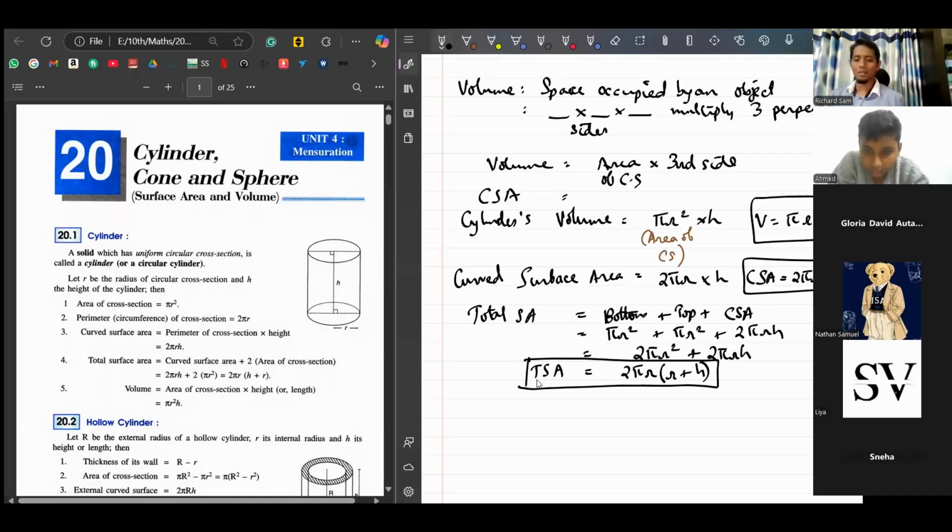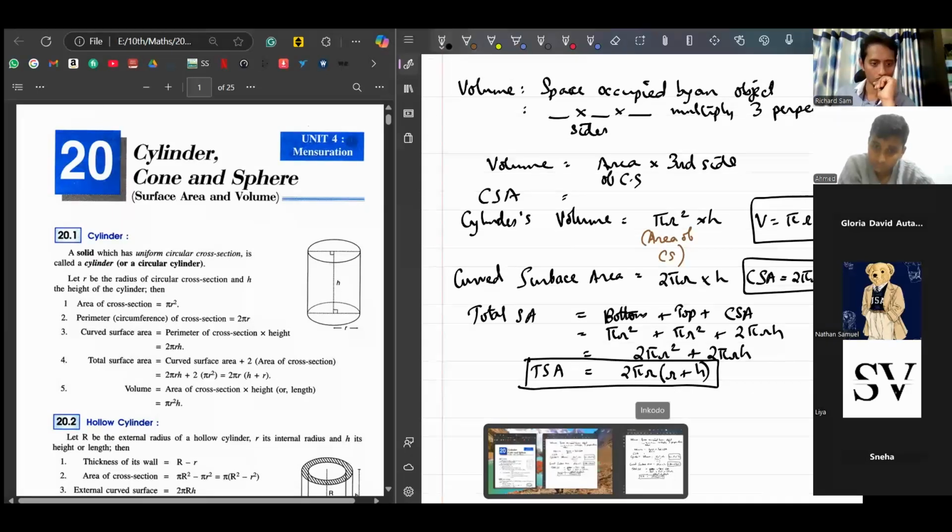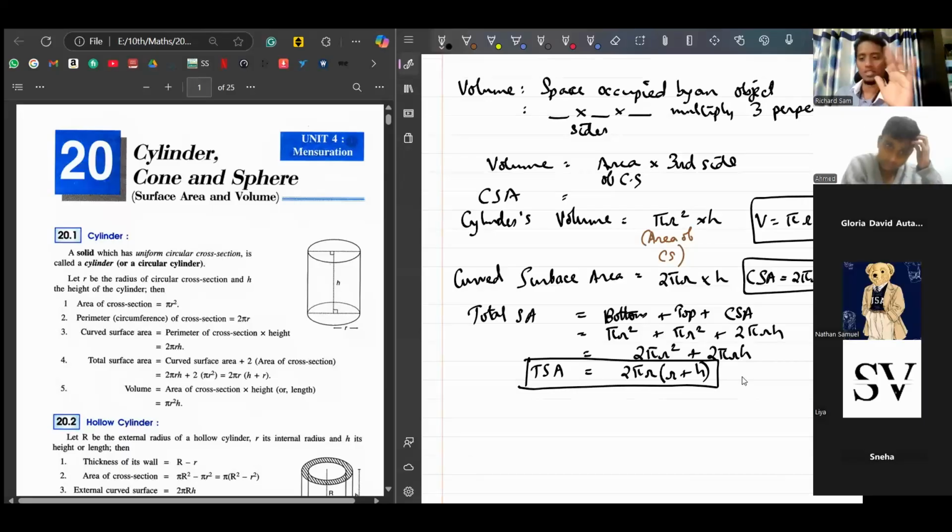Do you understand? But don't mug up this formula. You have to derive the formula. So you have to write this one and then derive it, and then you substitute the values, find the missing value. Okay. So these are all the formulas that you need to know for cylinder. Write it down.